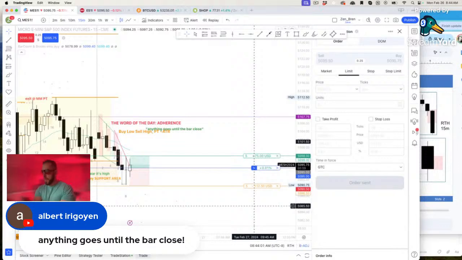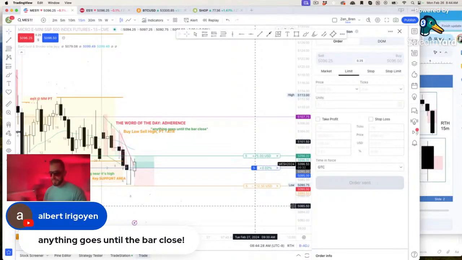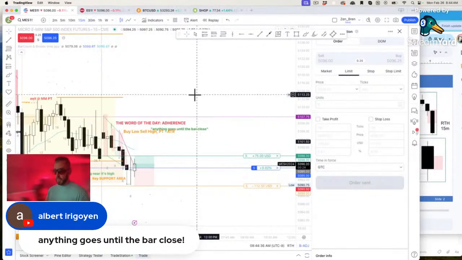Count down this candle with me. 57, 55, 52, 50, 46, 45, 44, 43, 42, 41, come on. 35 seconds, 34, 33. Okay, so we're looking at the 15-minute chart, guys. This is a 15-minute chart. If you look at the top part of your screen, 15-minute chart.